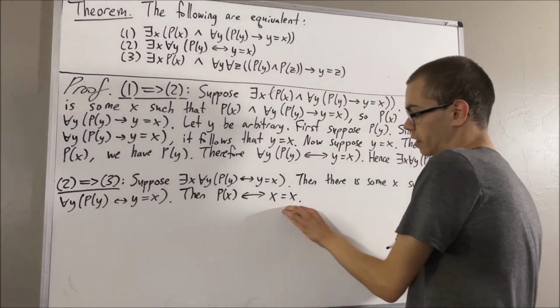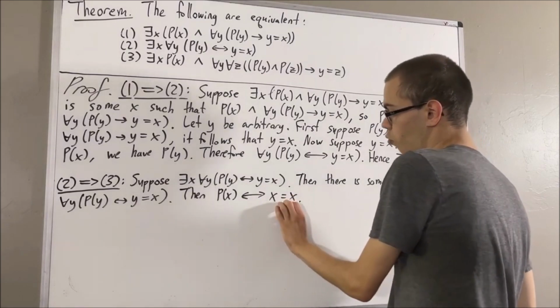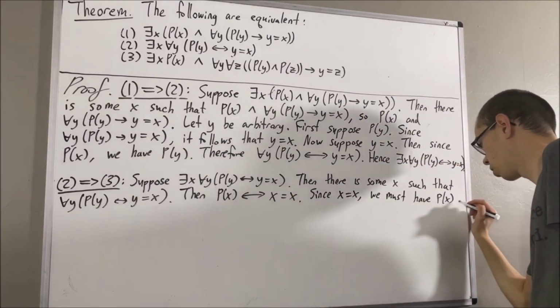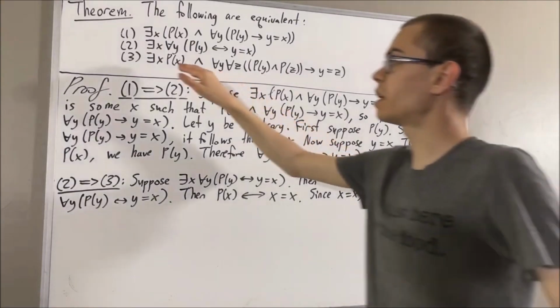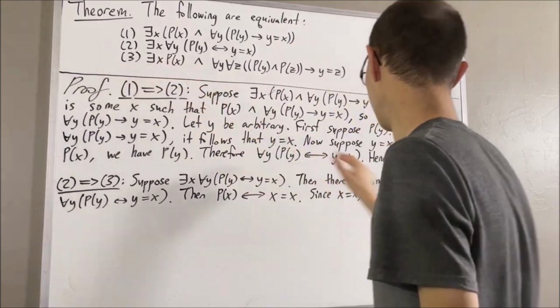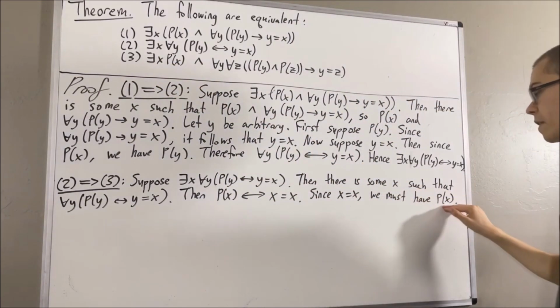Well, we know that X is equal to X, so since this is true, we must have that this is true. So we have found an object which satisfies this statement. Namely, if we take X to be X, well, we have that P of X is true.